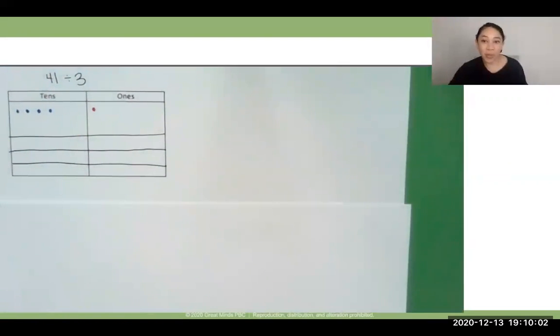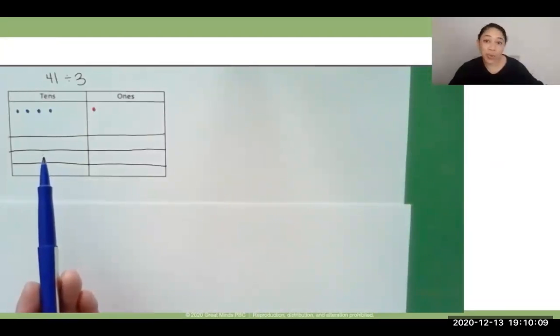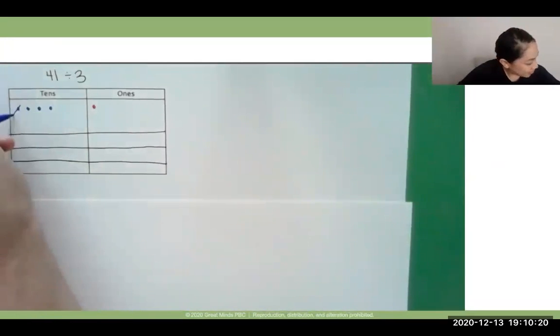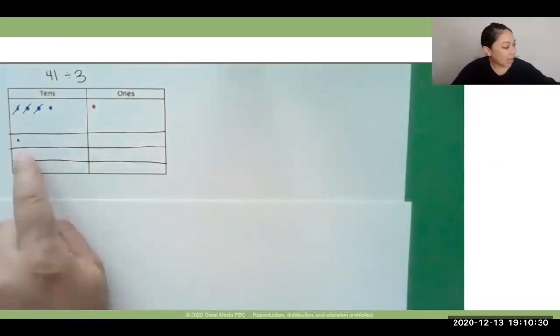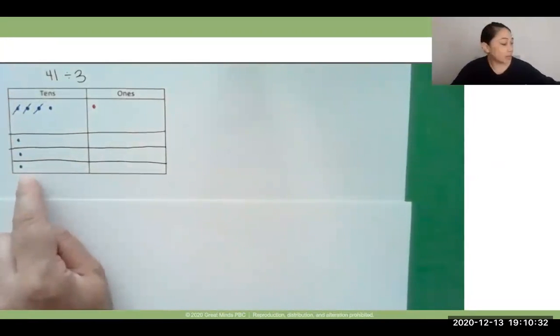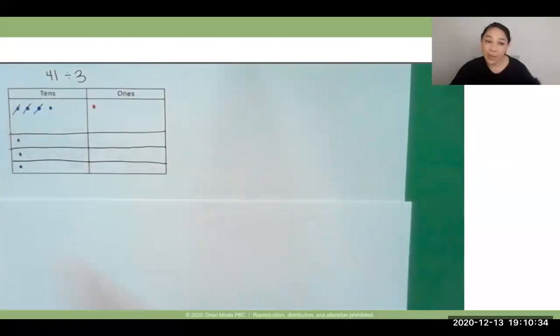Now that we've drawn our 3 equal groups, let's share 4 tens equally. How many tens are in each group? Draw place value discs as you distribute the 4 tens into the 3 groups, like you're dealing cards to 3 players. Here we can see that there's 1 ten in each group, and there's 1 ten remaining.